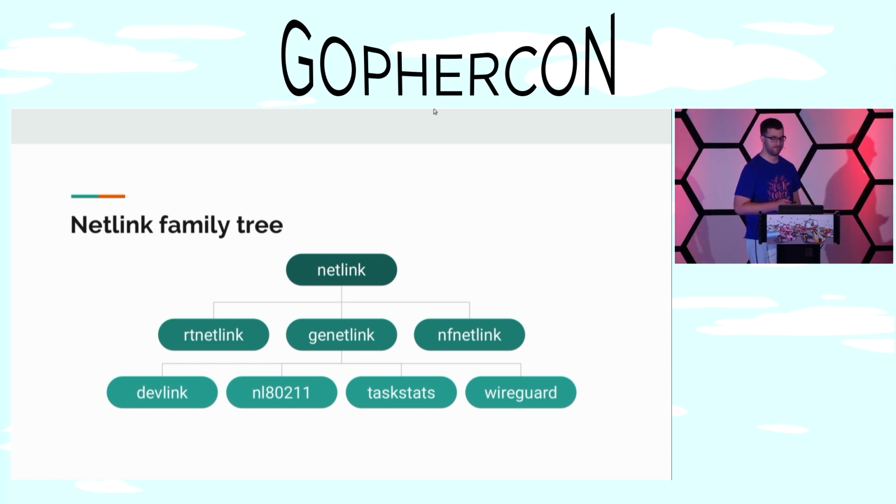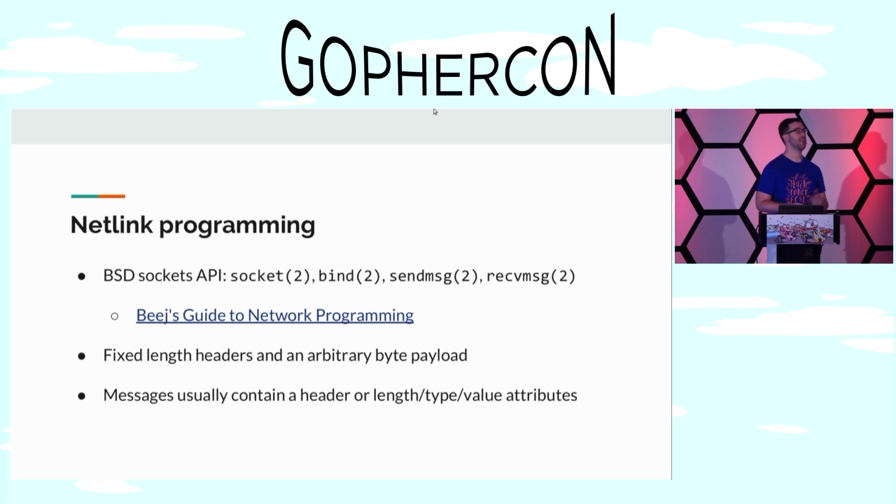WireGuard, and many more. So the way you do Netlink programming is with the BSD sockets API, system calls such as socket, bind, send message, and receive message. Folks, if you've never seen Beej's Guide to Network Programming, this is an awesome resource. It's mostly meant for C code, but a lot of the same lessons apply to Go. So Netlink messages have a fixed length header and some arbitrary byte payload, but that payload can sometimes contain another header for a different family or length type value attributes. This is a little weird. Most things are TLV. Netlink does length type value for some reason.